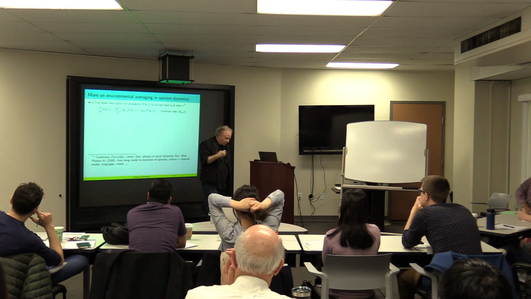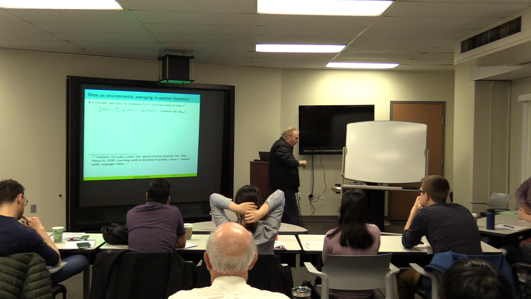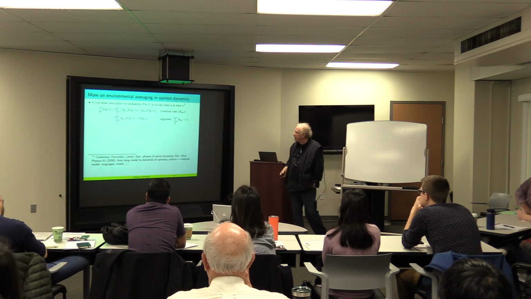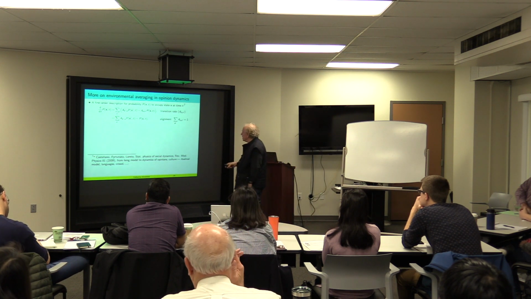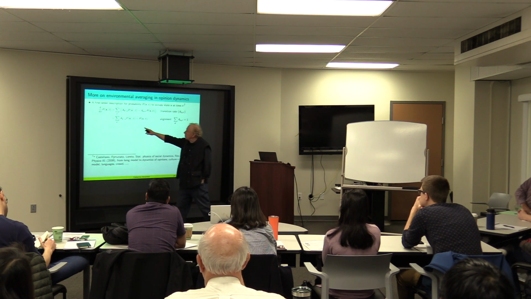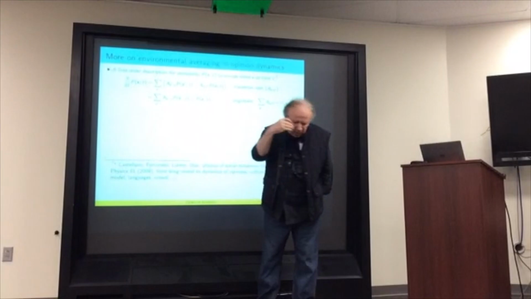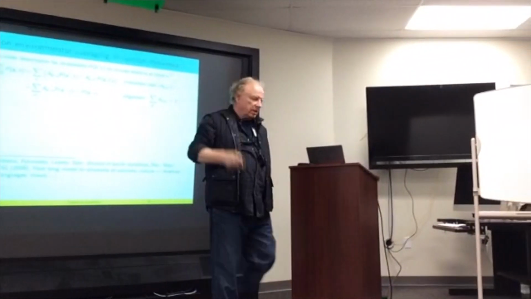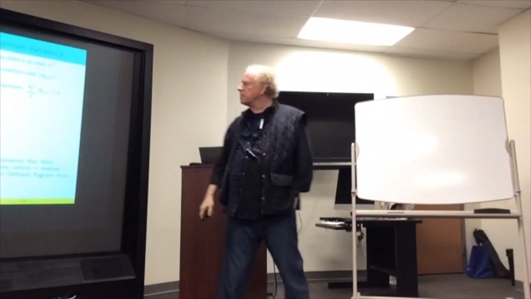So you introduce a probability of jumping from one state to another state. And this is a typical example. Here's the reference. Once you introduce the probability, what would be the probability you move from one state to another state?